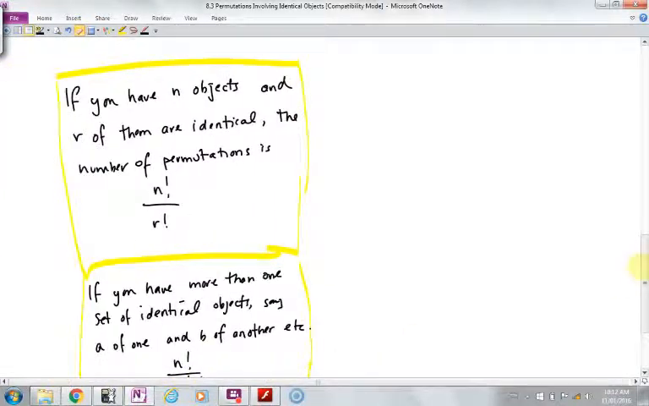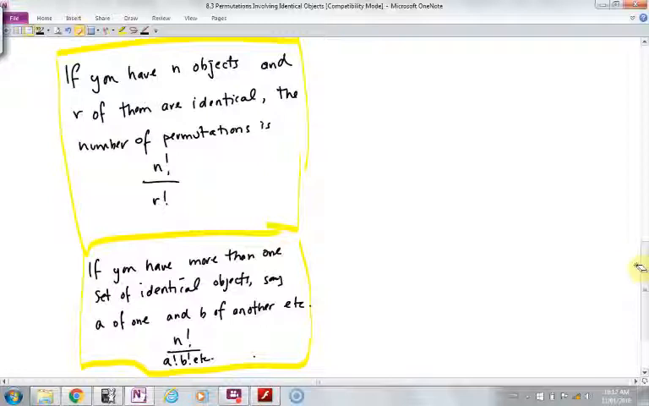Sorry. So if you have n objects and r of them are identical, then the number of permutations is n factorial over r factorial. And if you have more than one set of identical objects, like in the case of Anna where we had 2 A's and 2 N's, we're going to have n factorial and we're going to divide by however many repeats we have of each of the different types of repeats. Okay? And we will do one specific example so you can see how it shows up, and then you'll try some in your notebook.